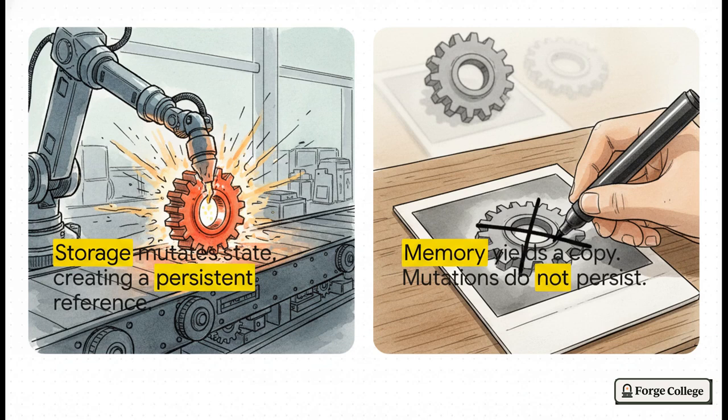If you access an array element directly in storage, you're creating a persistent reference, meaning any tweaks you make permanently alter the blockchain state. But if you pull that element into memory, you're only working with a transient copy. You can mutate that memory copy all day long, and the original array back in storage doesn't change one bit. It's like the difference between permanently welding a piece of metal on the assembly line versus taking a Polaroid picture of it and just drawing on the photo.